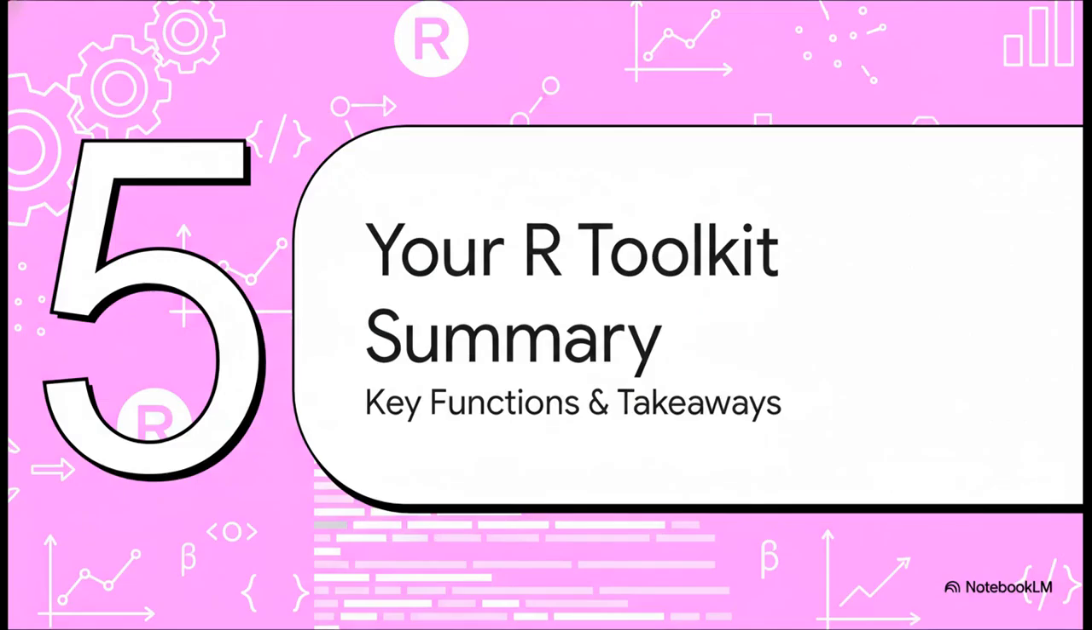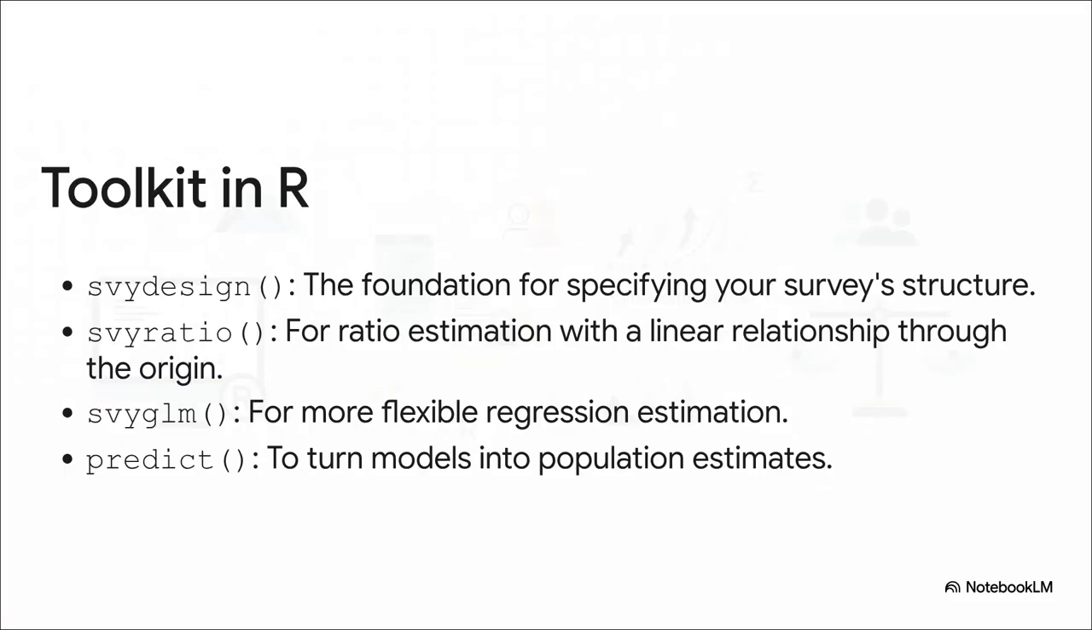Okay, that was a whirlwind tour of 2 incredibly useful techniques. Let's take a moment to recap and distill this all down into the essential R functions you now have at your disposal. So here it is, your new survey estimation toolkit. svydesign is always your first step. It's the foundation for everything. svyratio is your specialized tool, perfect for those clean, through-the-origin relationships. svyglm is your flexible all-rounder, great for more complex situations. And finally, predict is what brings it all home, turning your ratios and models into the final population estimates you need.